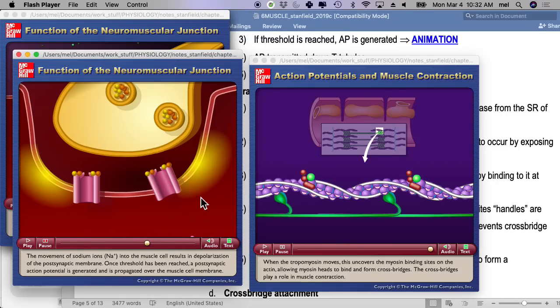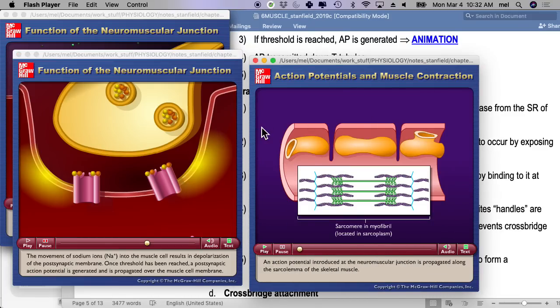If you hit threshold, which is represented here by a flash, because they didn't want to draw in all the voltage-gated ion channels, but there's a whole bunch of them, right? So it's represented by a flash. Then you are going to get your action potential that moves down the T-tubules, causes calcium release from where? Sarcoplasmic reticulum. The colors aren't the same because it's from a different textbook.